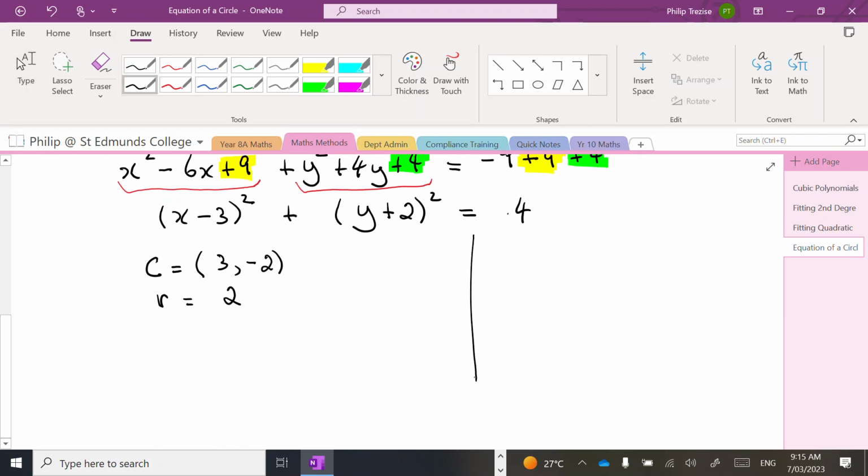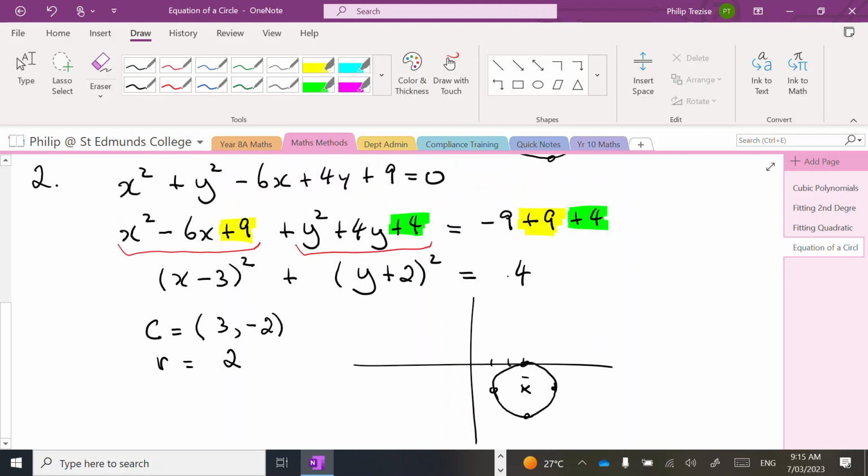So if I had to sketch that now, x would have to be 3 this time. Y would be negative 2, so there's my centre. A radius of 2 will get me to that point, to that point, to that point, and to that point. So there's my circle.